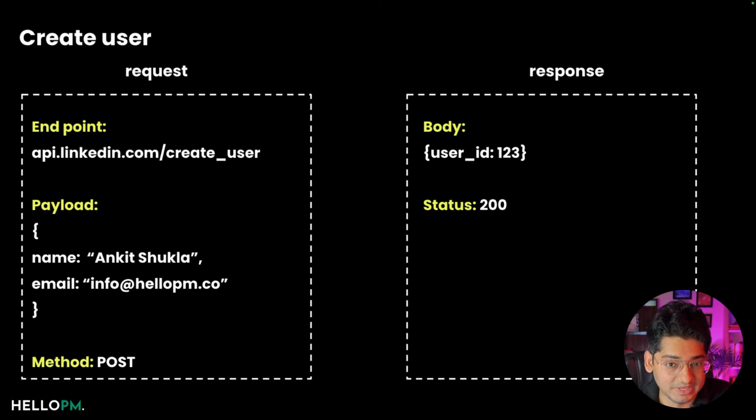If it is exactly a new user, then it will go ahead and enter this in the database. But from the API, it will only send a response that yes, 200, this request has been successful, and now this is the new user ID of the person. So this is how the create user API is going to work on LinkedIn. So you need endpoint, payload, and method, and then you need body and status.